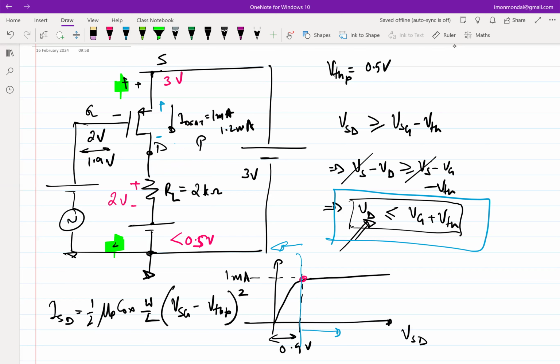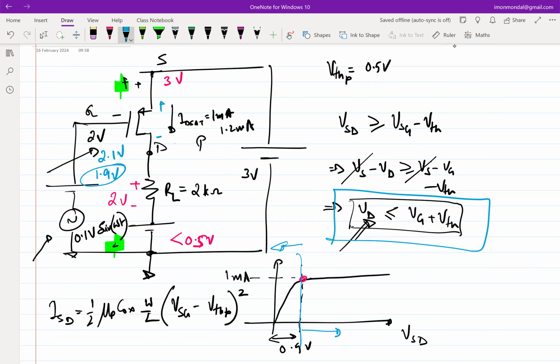Let's say I bias the transistor at 2 volt and I apply a sinusoidal input here of 0.1 volt sine omega t. What is the minimum gate voltage and what is the maximum gate voltage under this condition? So the gate voltage effectively swings between 2.1 volt and 1.9 volt. When you go to 1.9, you see that your transistor has gone out of saturation.